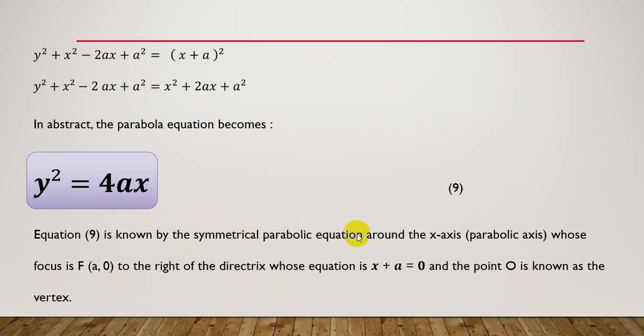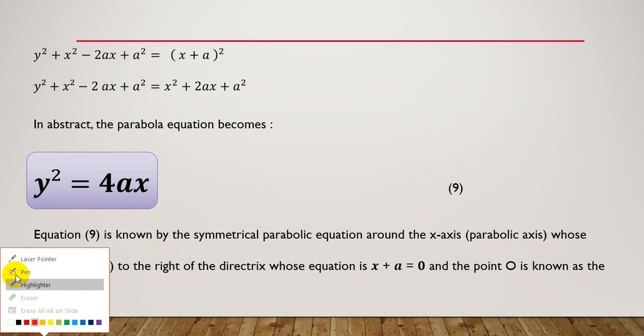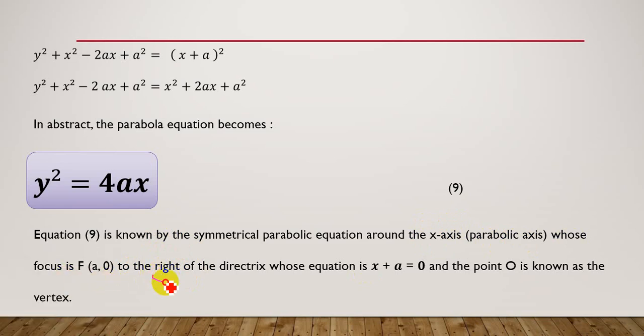So the parabolic equation is symmetrical around x, whose focus is to the right, and this is the most important thing. Once you are to the right, the directrix is x plus a equals 0, and O we call the vertex.